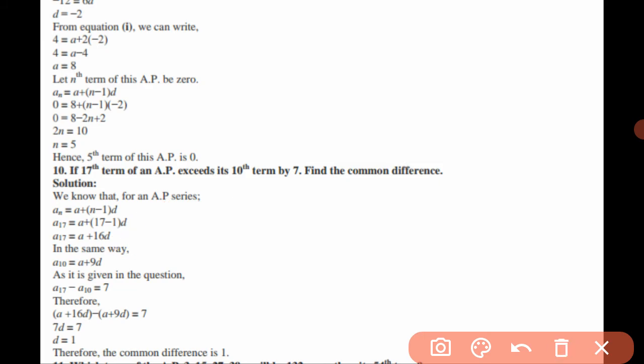In the same way, we can also find a10. So a10 equals a plus 9d. As we know, the difference between the 17th and 10th terms is 7, so a17 minus a10 equals 7. The value of a17 is a plus 16d, minus the value of a10, which is a plus 9d, equals 7. Now by solving this, 7d equals 7. So the value of d will be 1. So we can say that the common difference will be 1.